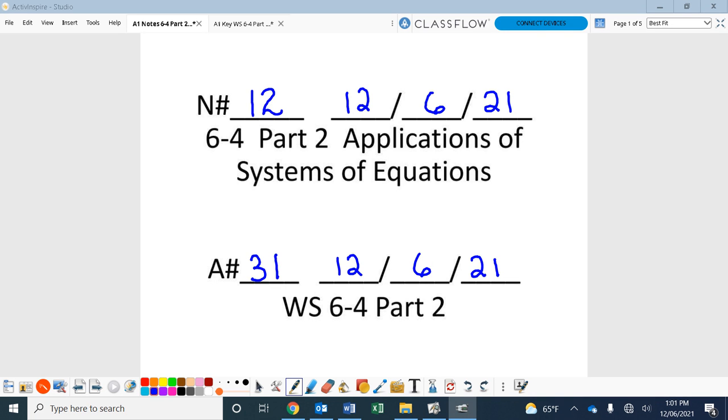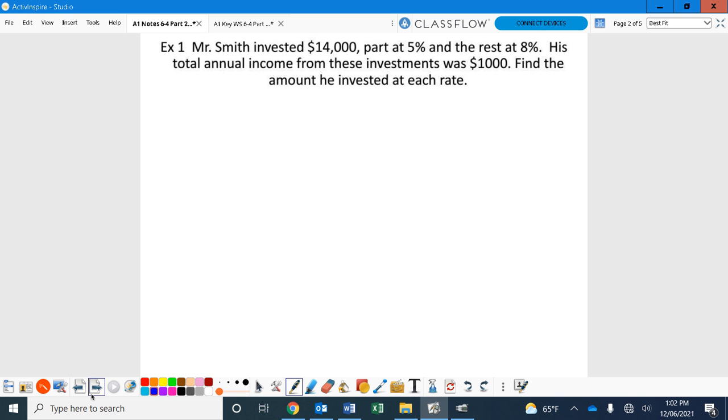So again, this is just part 2 to the stuff we've already been working on. Everybody should be here ready to get started on this. So today we're going to be talking about investments. These investments are going to be based on somebody taking $14,000. Good for them if they have that to put in there. They're going to be investing part at 5% and the rest at 8%.